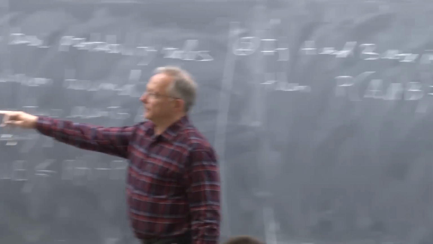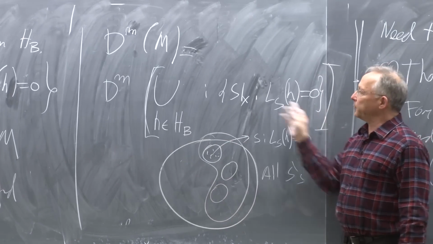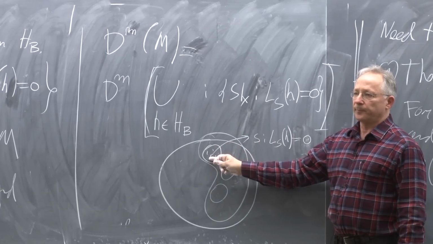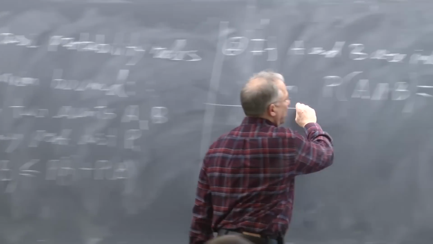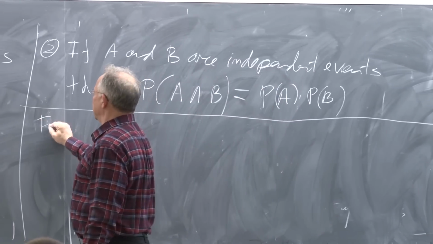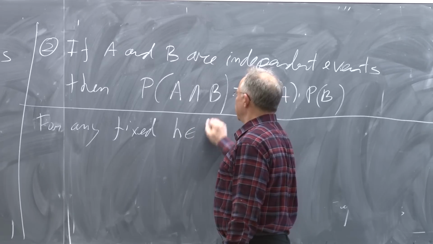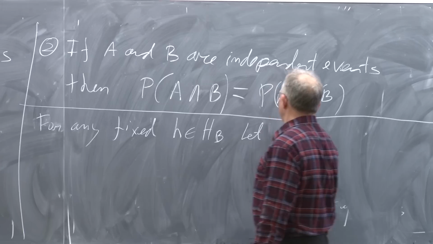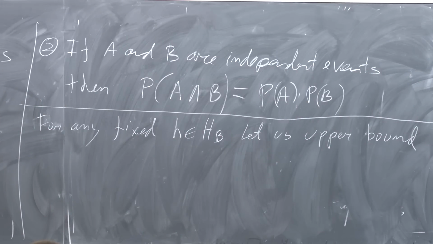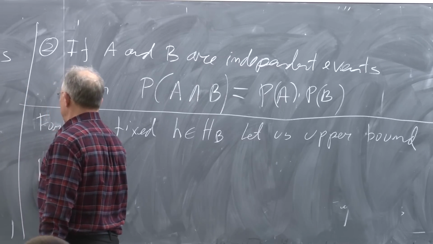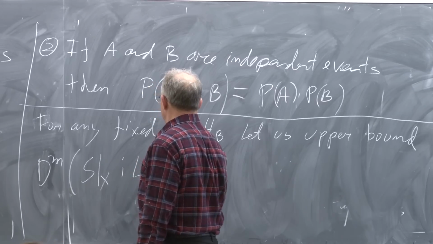So now we go back to here. What we want to upper bound is the probability of this union. So it's enough to upper bound the probability of each of those elements, and then take the sum because of the union bound. So now we are back to our proof. Fix any H in H_B. Let us upper bound the probability of this event: the probability of the set of all samples of size m such that L_S of H is 0.